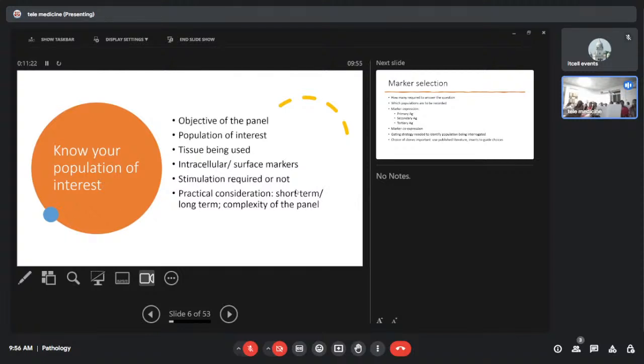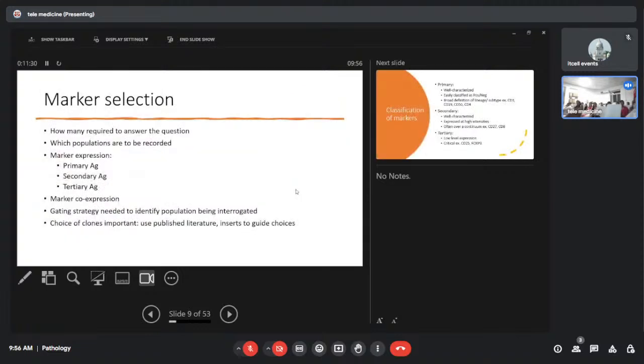So right now you can't order the next batch of antibodies, but you want to optimize using your existing antibodies. So the goal, whether it is short-term or long-term, are all important considerations here. So how do you select markers? You first have to know how many markers you want to answer the question.